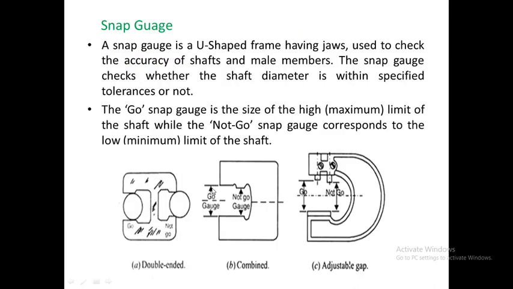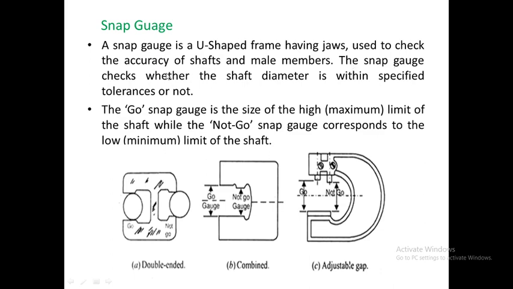Now we'll proceed further. Snap gauge. A snap gauge is a U-shaped frame having jaws, used to check the accuracy of shafts and male members. So snap gauges are used to check only the dimension of a shaft. They are not used to check the dimension of a hole. For holes we use plug gauges. For shafts we use snap gauges. Now you can see that this gauge is in the form of a U, or we can say in the form of a C. So this is a clamp in the form of a U. A snap gauge is a U-shaped frame having jaws. These are the upper jaw and the lower jaw.